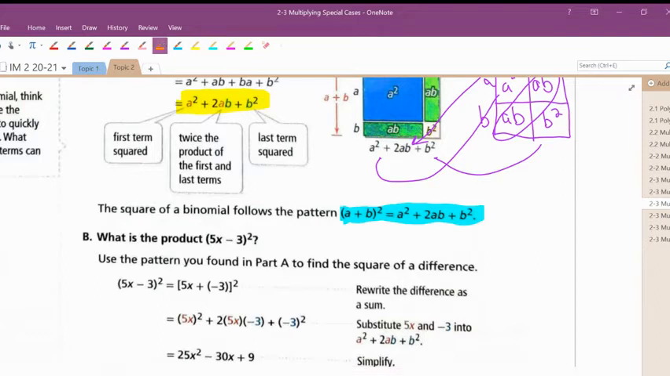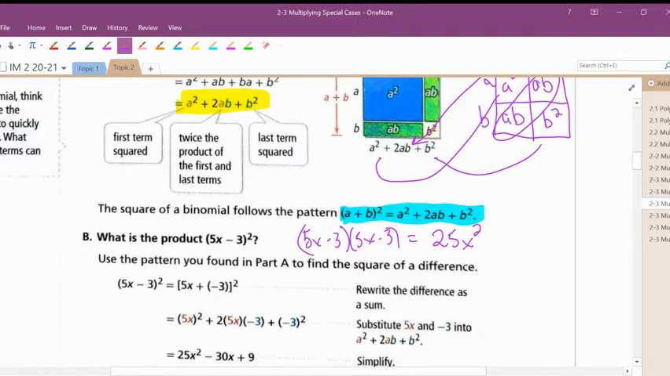Now, quite honestly, you could just multiply it out like normal. Do your 5x minus 3 times your 5x minus 3 in this next example. Or we use the pattern. The first is the first term squared. So 5x squared is 25x squared. Now it's 2 times a times b. And then lastly, negative 3 squared is a positive 9.